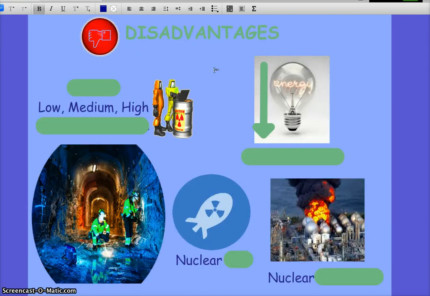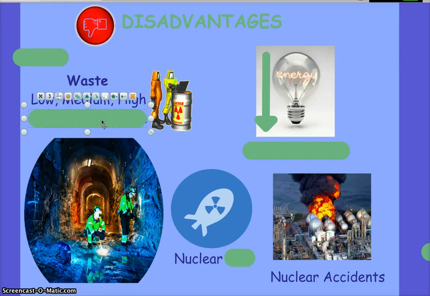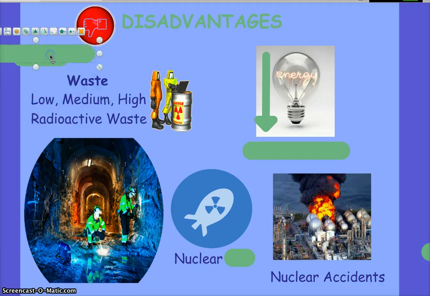What are some disadvantages? Who could tell me? What do we have to worry about? Highly explosive. We have to worry about accidents. Okay, what else? We have to worry about waste. Waste is a super, super duper big problem. If anything, I'm going to say it's the number one disadvantage to nuclear power. And we're going to talk today about low, medium, and high levels. What kind of waste is it? Radioactive waste, okay? So it's radiation. We have to worry about that. What else do we have to worry about?